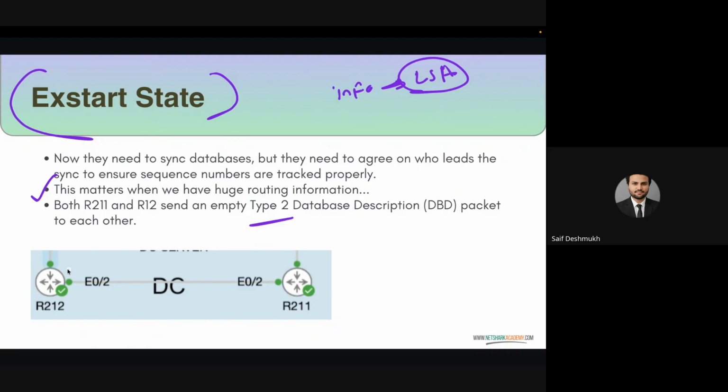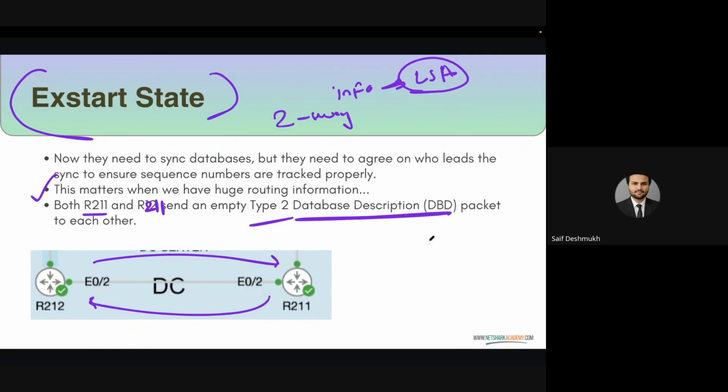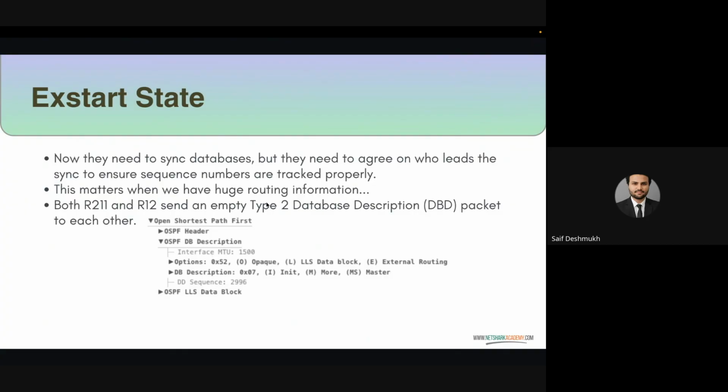Here, router 212 and router 211 both are going to send each other the second type of packet. The hello packet's job is done now. It got us until the two-way state. The database description packets, the DBD packets, here are used in two different scenarios. The first one, right after two-way state, both parties exchange empty DBD packets. Empty database description packet. This is how it is.